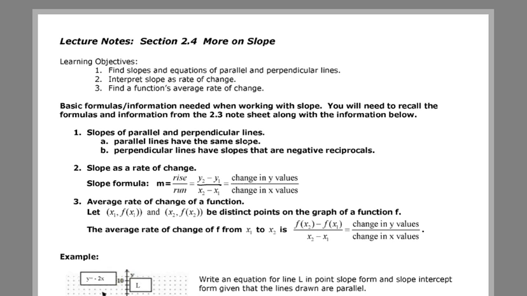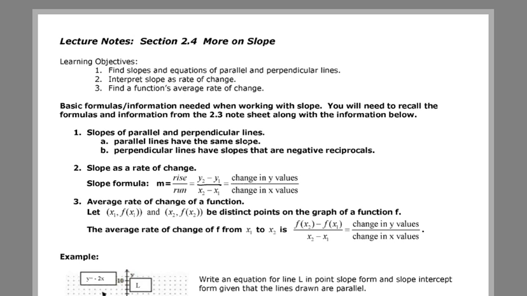Let's look at section 2.4, more on the concept of the slope that we were looking at earlier in 2.3. We've got three learning objectives here: finding slopes and equations of parallel and perpendicular lines, slopes as rates of change, and a function's average rate of change.